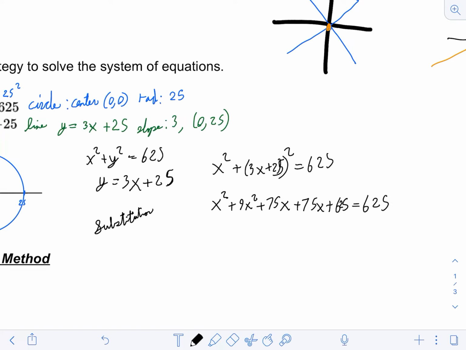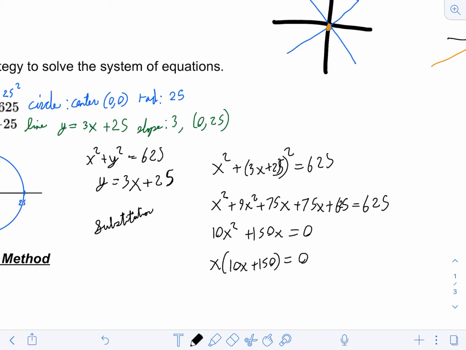Subtracting 625 from both sides, going ahead and doing what we can to solve, we're going to end up with this: 10x squared plus 150x equals 0. Factoring out an x from those, we get x times (10x plus 150) equals 0.